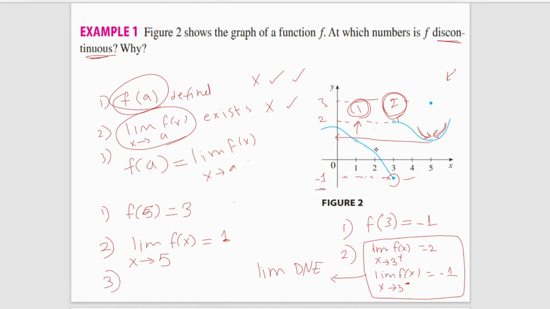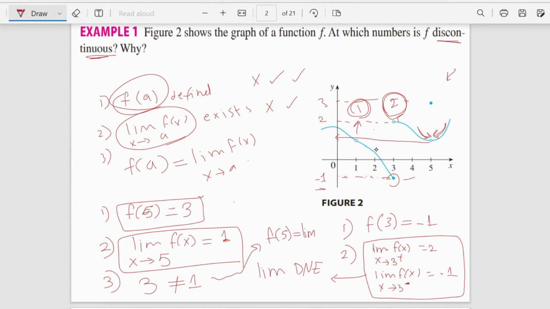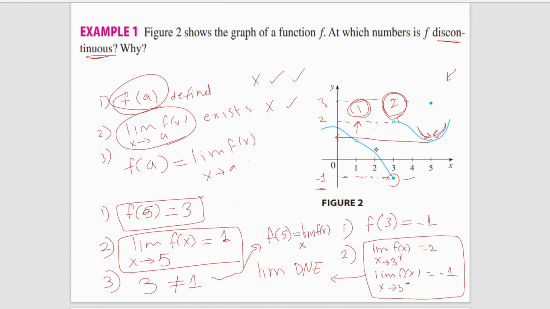Then the third condition, I need to check, is this value equal to the limit? It's clear that 3 is not equal to 1, which means that f at 5 is not equal to the limit of f of x when x goes to 5. Therefore, it's not continuous at 5 because of the third condition.